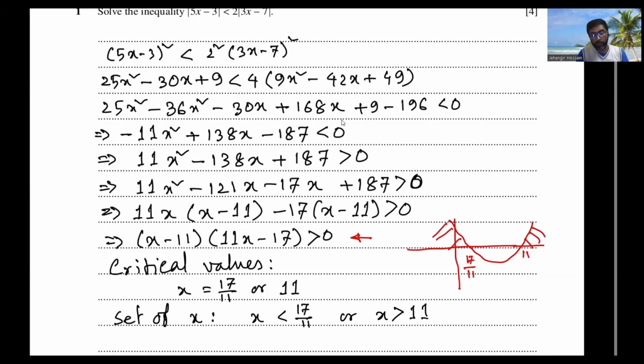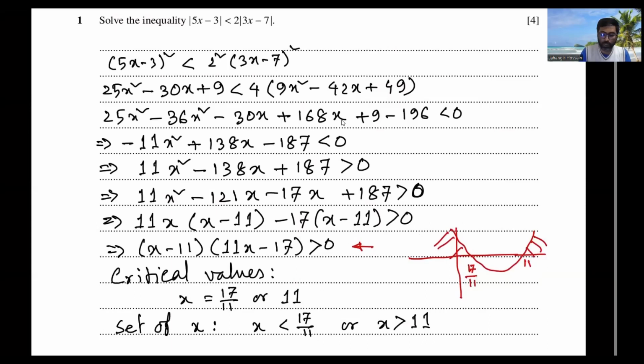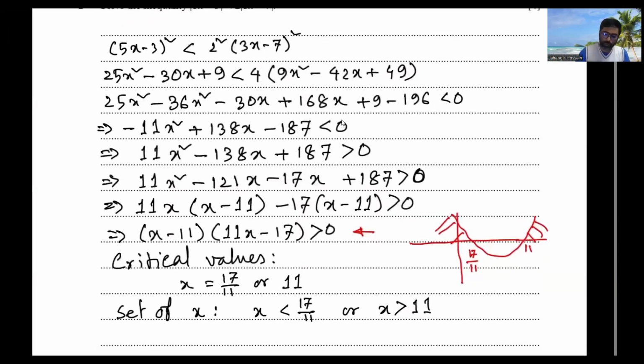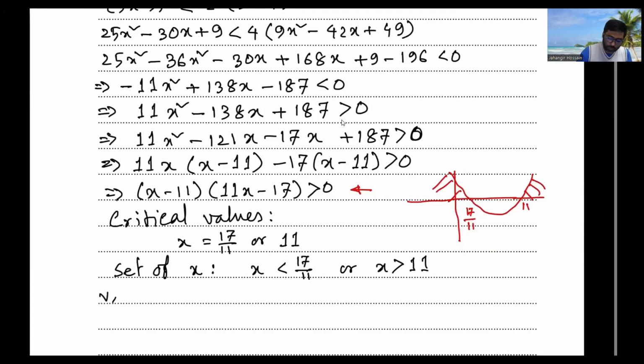But while solving modulus inequality, we have to be careful. Sometimes the set of values of x we find using the algebraic method may be wrong. So you have to check whether these are the correct set of values of x. How do you figure out whether it is correct or not? Let's say we want to check out whether x less than 17 by 11 is correct or not. So now think of a number which is less than 17 by 11. So let's say x equal to 1.